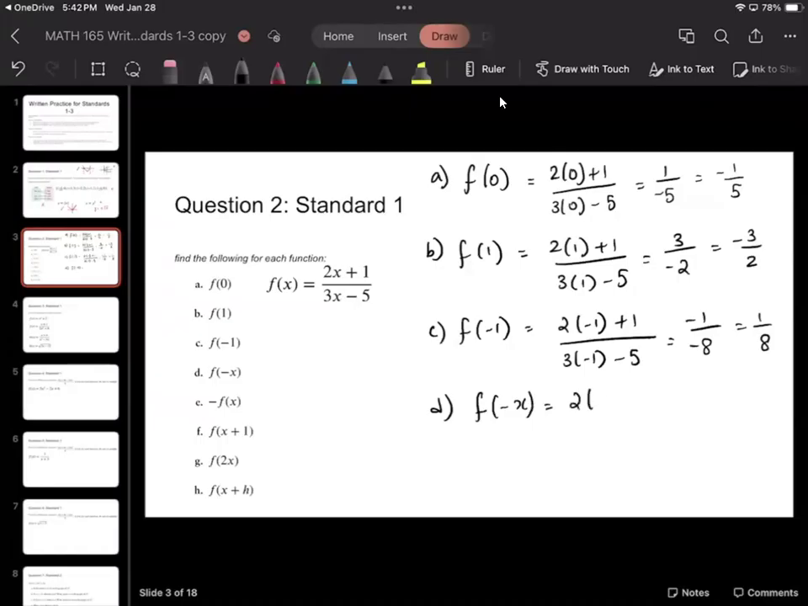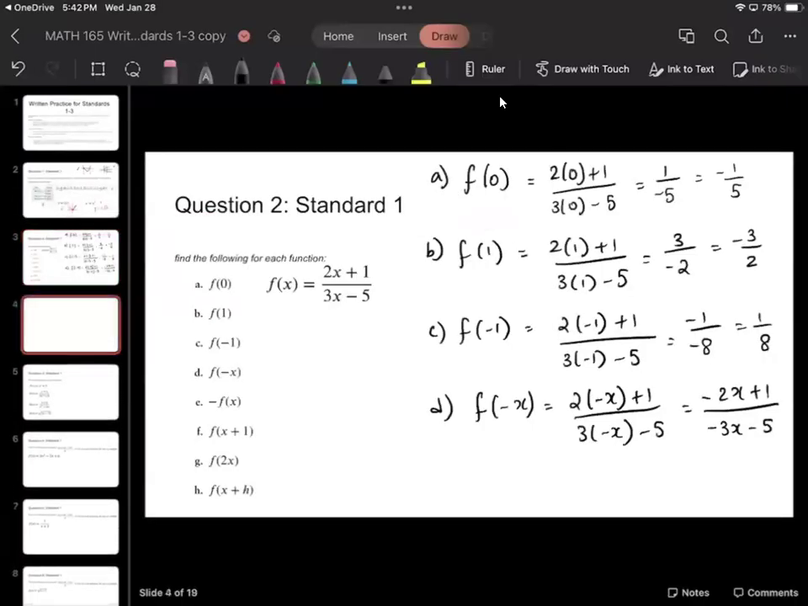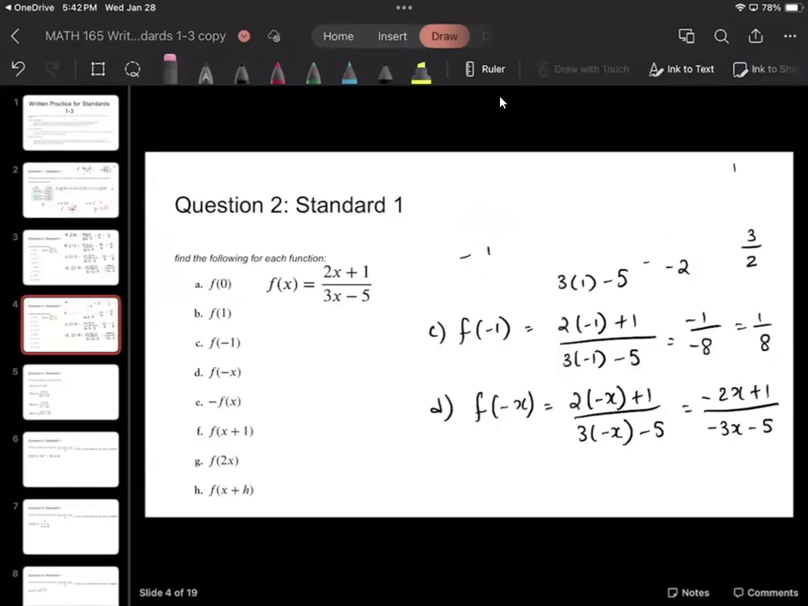Part D is asking you f of -x. So again, every x in the original function is replaced with -x, right? Then you simplify. 2 times -x is -2x plus 1 over -3x minus 5. And you can just leave it like that. So I'm going to duplicate this side so that we can do the rest of them over here. Okay, so we finished till part D. Now I'm going to do part E onwards.